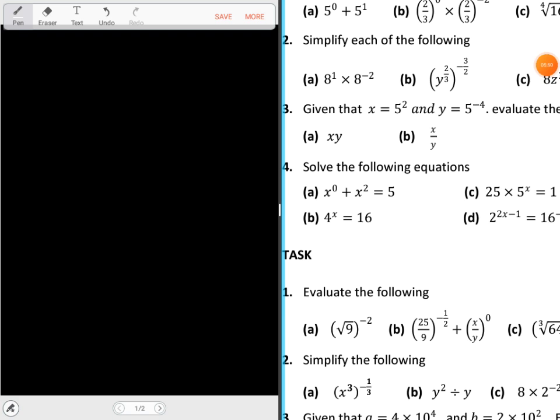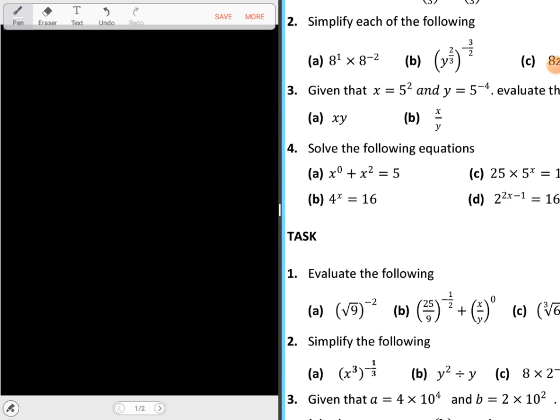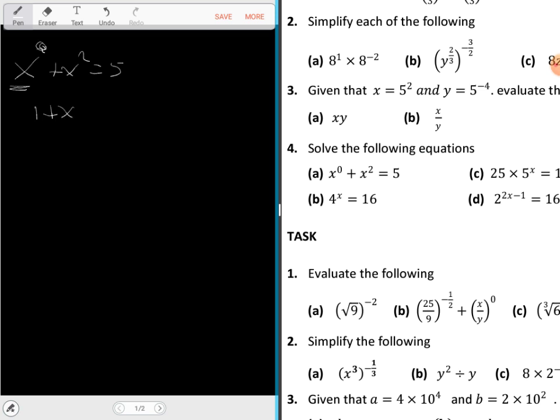Let's look at 4, which says solve the equation. A says x to the power 0, sorry, plus x squared is equal to 5. Now remember what you have here: anything to the power 0 is 1. You're saying 1 plus x squared is equal to 5. So x squared is equal to 5, and this 1 will go the other side, so it becomes negative 1. So what we have here is x squared is equal to 4.